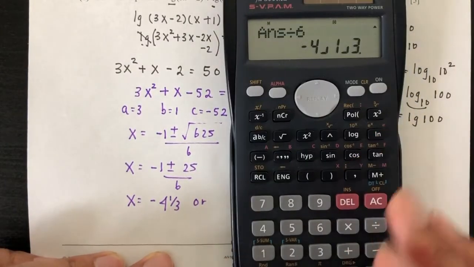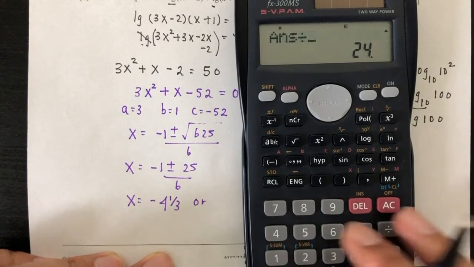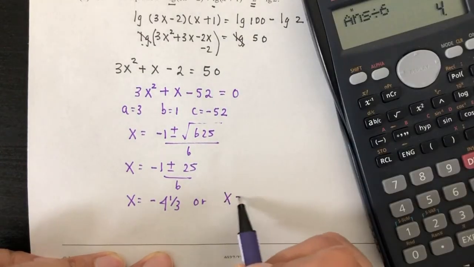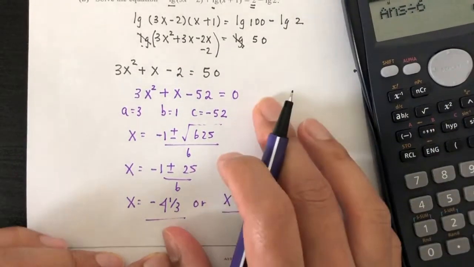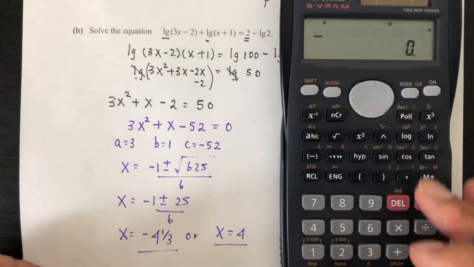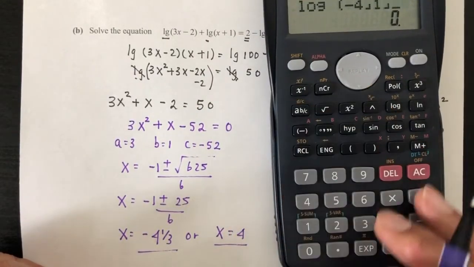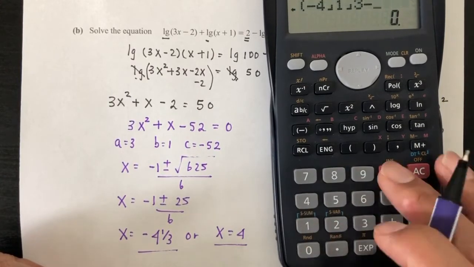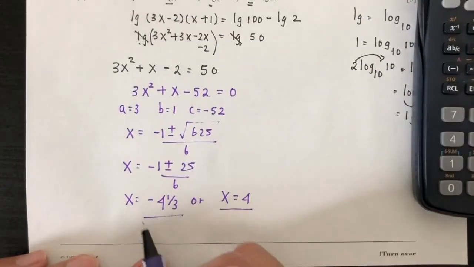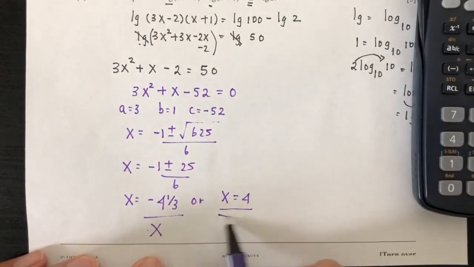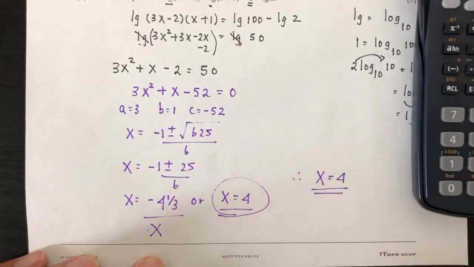Or let's take another value, minus 1 plus 25 divided by 6. x can be equal to 4 as well. Now let's see if that value is valid. If you were to replace this in here, you will have log of minus 4 1/3 minus 1, sorry, plus 1. That should be an error. So in that case, this is not valid. We can only take one value, which is this. So finally, x is equal to only 4 as your positive value.